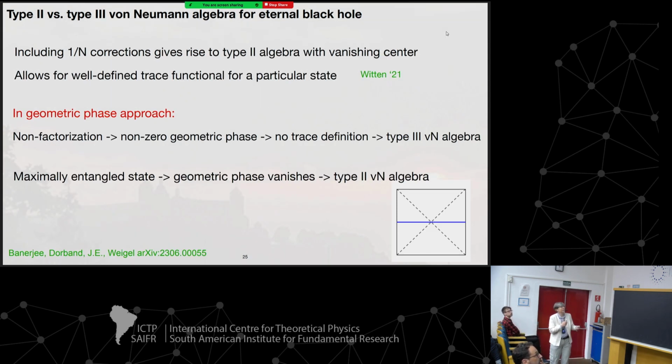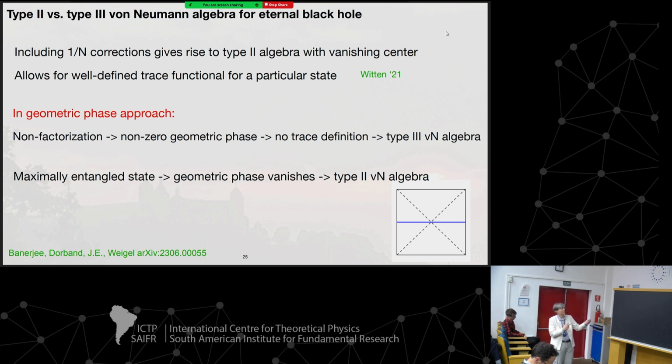Okay, and now it's actually possible to take the step from type 3. Type 3 is really an explicit large N limit. As pointed out by Witten, if we now include 1/N corrections, then we actually do get a type 2 algebra with vanishing center. Remember, type 2 was this intermediate algebra where for particular states you can actually define a trace functional.